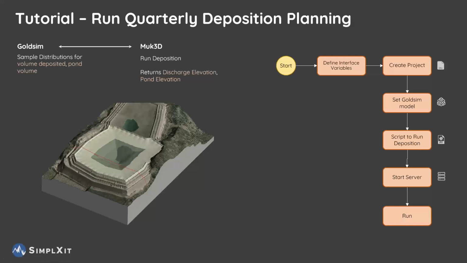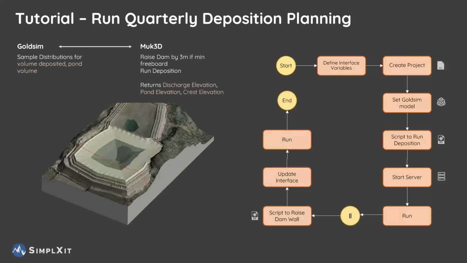Once we're done with that, we'll just complexify it slightly by adding another component, because we don't want to just discharge and keep raising the dam. At some point, we'll need to actually raise the dam wall. So we'll calculate what is the freeboard, and then we'll start raising the dam. So we'll just add some commands, update the variables that we've created, and then run the model.